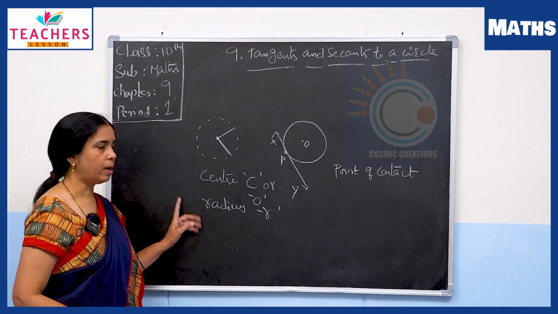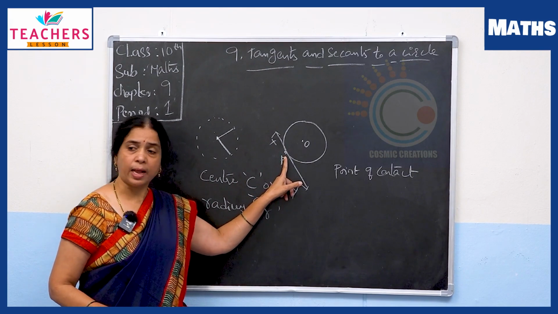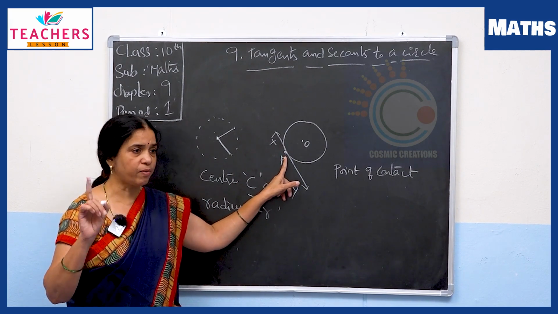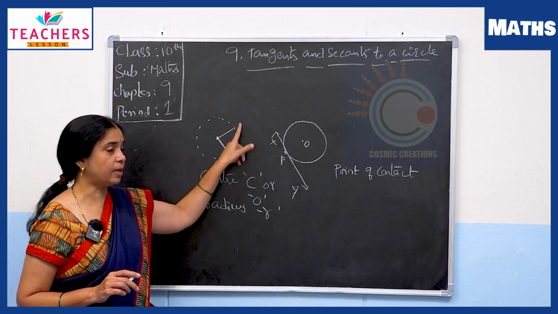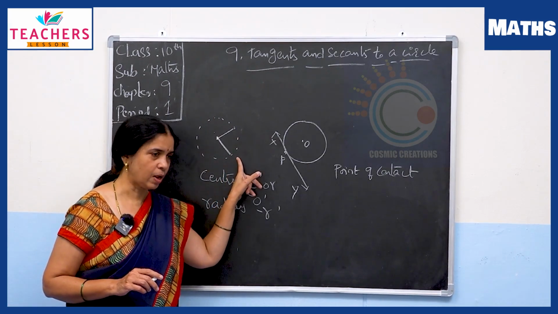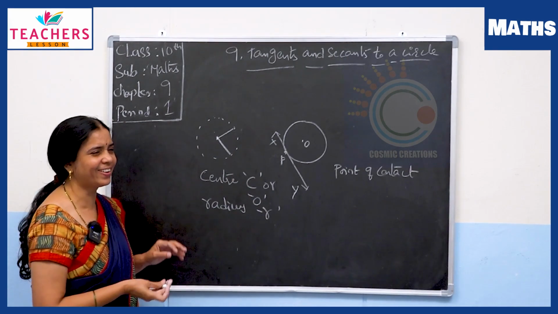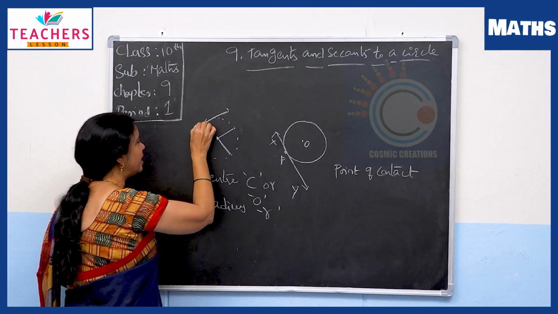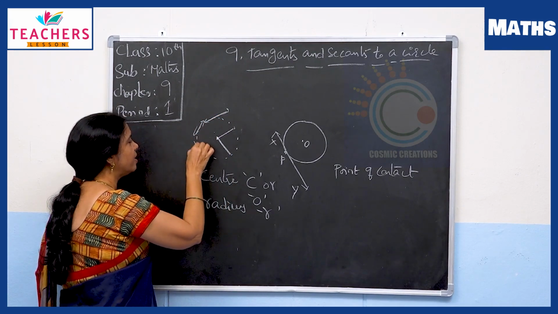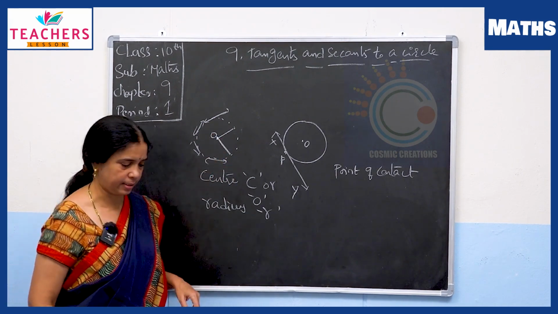Now, tell me, the tangent touches the circle at only one point. Since the circle is a set of infinite points, how many tangents can you draw? Infinite. Very good. Infinite tangents we can draw for a circle. Got my point?